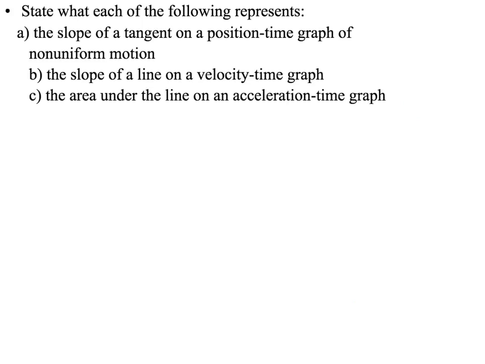State what each of the following represents. A. The slope of a tangent on a position-time graph of non-uniform motion. So there's my graph, position, time. There's my non-uniform motion, and there's my tangent. Not very straight, but there's my tangent. So the slope of the tangent is going to represent our instantaneous velocity at the particular point where the tangent hits the line. So at that instant, right there in time, that is going to be the instantaneous velocity.